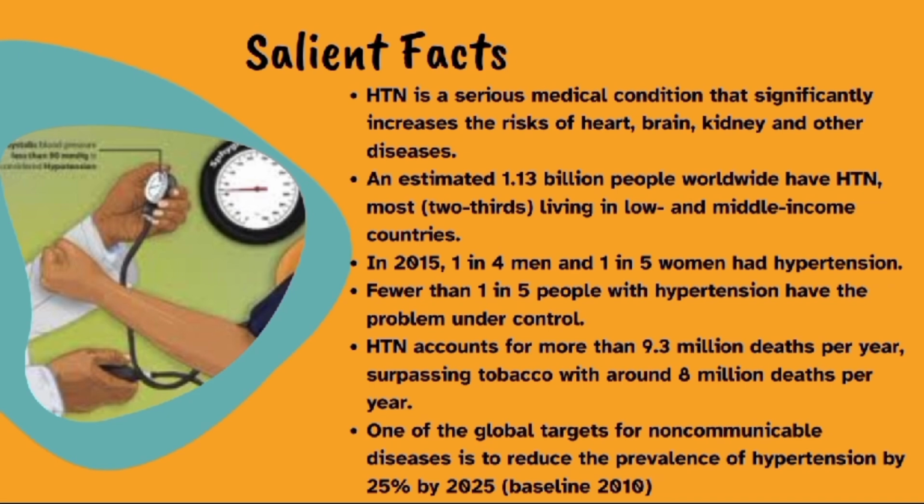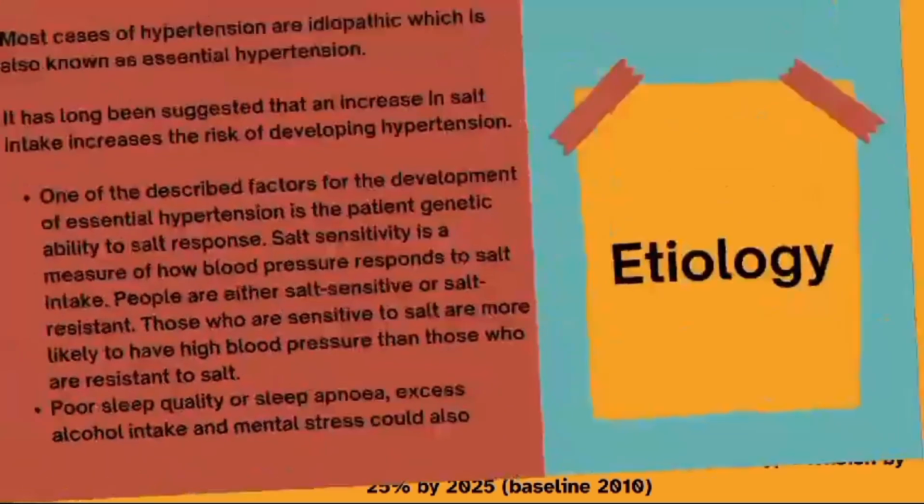Hypertension accounts for more than 9.3 million deaths per year, surpassing tobacco with around 8 million deaths per year. One of the global targets for non-communicable diseases is to reduce the prevalence of hypertension by 25% by 2025. Baseline shows 2010.